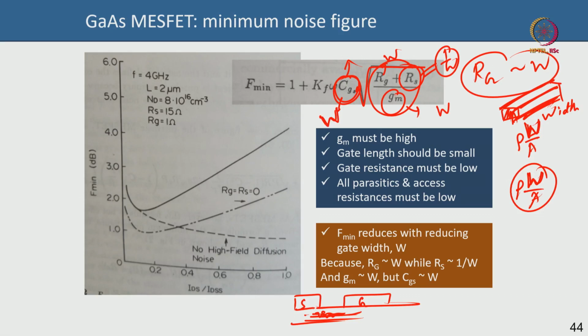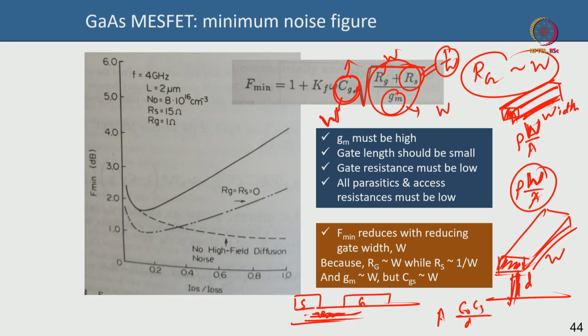Of course your capacitance increases, because suppose this is your gate metal, this is your W, this is your cross-sectional area, and this is your channel thickness. The capacitance is epsilon naught epsilon s by d, the channel thickness, into area. This area is your gate length into gate width. So if you increase the gate width, your capacitance increases. If your capacitance increases, that means your noise figure also increases. That is the conclusion.